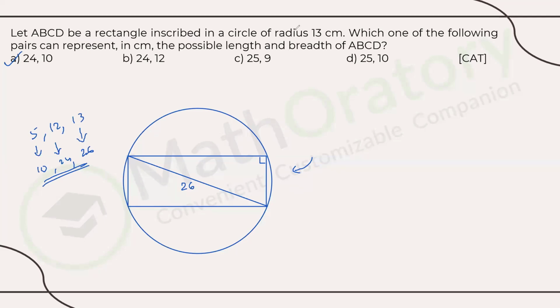So you don't have to draw this. The radius is 13, so the diameter is 26, meaning the diagonal is 26. So 10, 24, 26 will immediately hit you if you're aware of Pythagorean triplets. If you're not, just test using the options: 10 square plus 24 square, 12 square plus 24 square, 9 square plus 25 square, which of these are giving us 26 square? That's it. Maybe you don't have to test everything. Maybe the last digit will be enough.